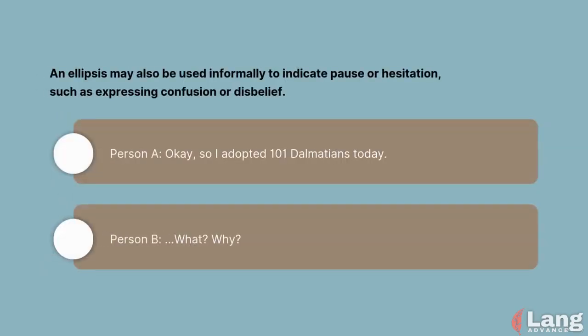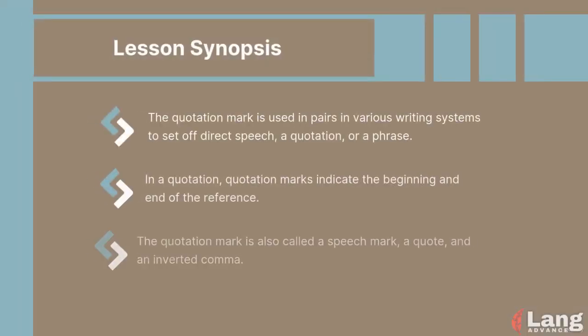An ellipsis may also be used informally to indicate pause or hesitation, such as expressing confusion or disbelief. Person A: Okay, so I adopted 101 Dalmatians today. Person B: What... Why?